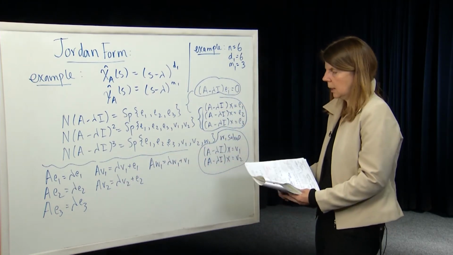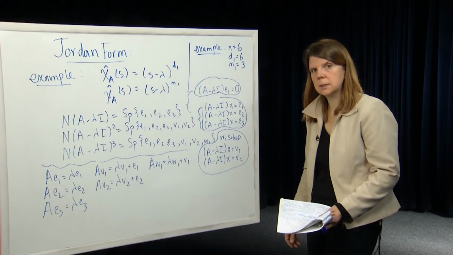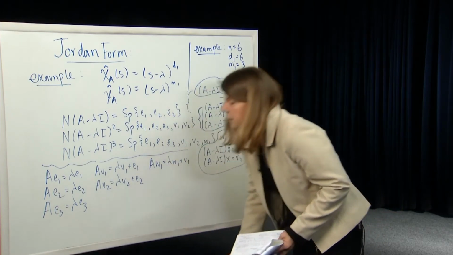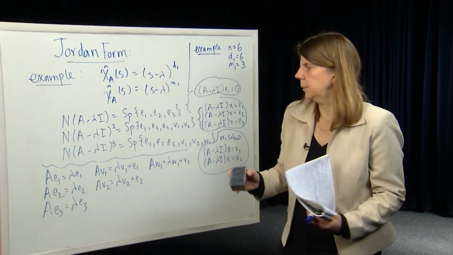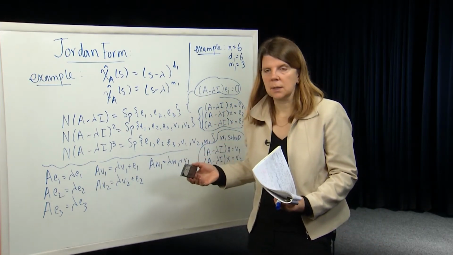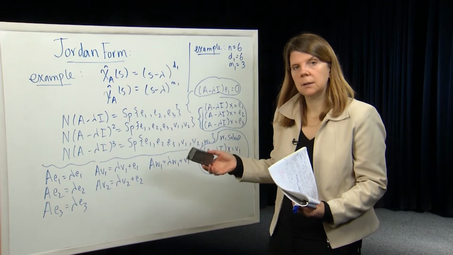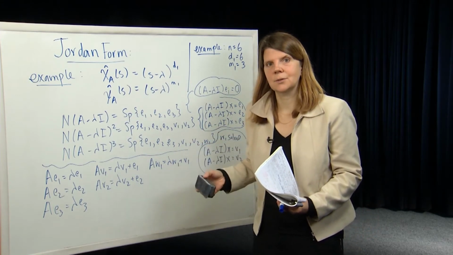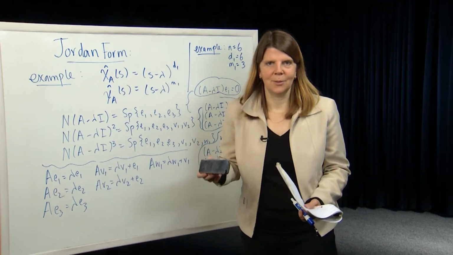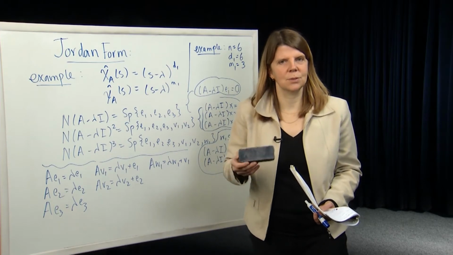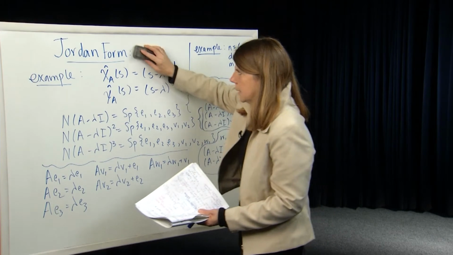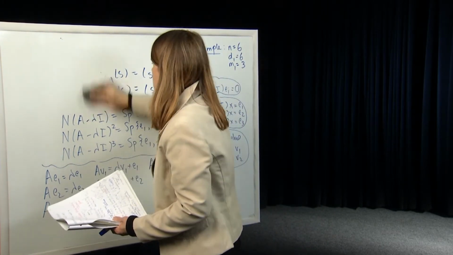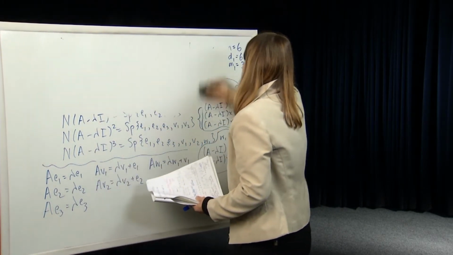Now let's consider constructing a similarity transform in a similar way as we did for the diagonal form. We don't have 6 independent eigenvectors, but we have 6 independent eigenvectors and generalized eigenvectors. So we'll use those in the columns of the matrix T inverse, which we use in our similarity transform. Again, this is just an example, but it illustrates how we construct a Jordan form.